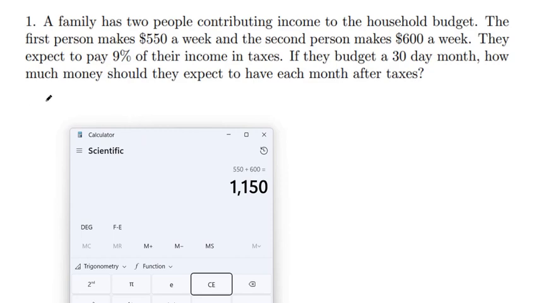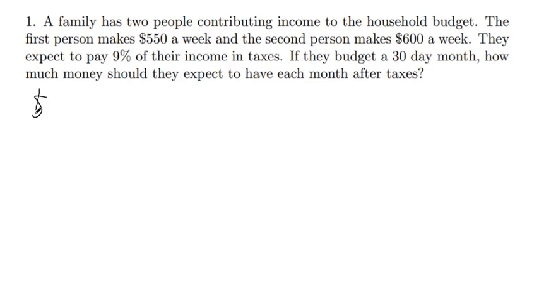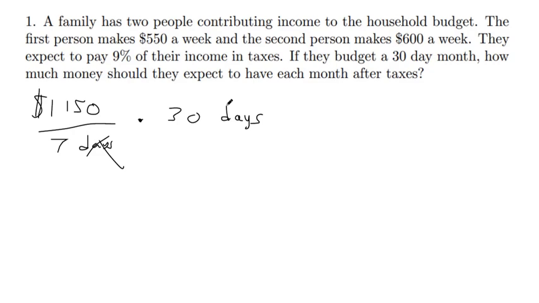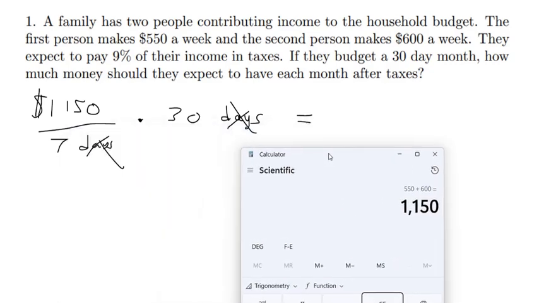So they got a combined weekly total of $1,150 for every 7 days, we could say. And so I'm going to multiply that by 30 days. That way the days units cross cancel. Got days in the bottom, days in the top, they cancel. And that will give us how much money they've earned within this 30-day period, roughly a month, depending on the month. So you can do 1150 divided by 7 and then times 30 in your calculator.